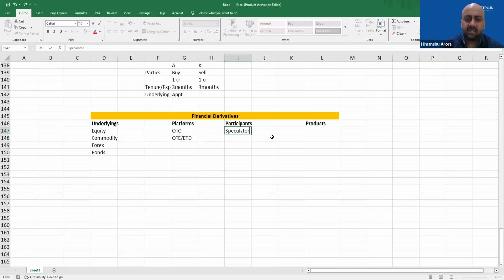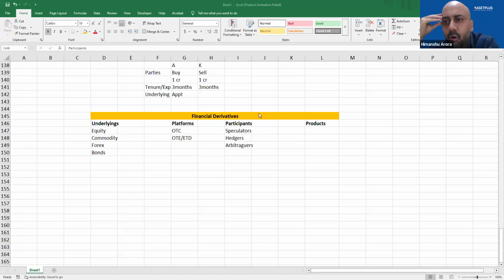Participants: speculators, hedgers, and arbitrageurs. That's a fairly simple idea of derivatives. And the best example to understand derivatives is the property transaction that happens around your houses, around your place. That is basically an example of a derivative where you pay a certain amount in the beginning or you may not pay, depending upon the parties. But you agree to buy. One party agrees to buy, the other party agrees to sell a predetermined quality and quantity of an asset at a predetermined price and time.